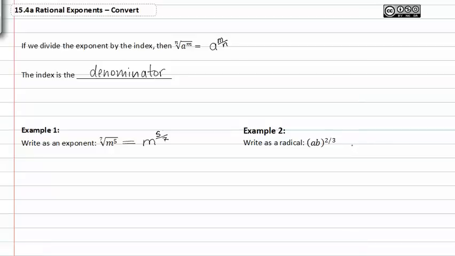In example 2, we need to write the exponential form as a radical. We know that since the denominator represents the index, we can rewrite the radical part as the cubed root of something. AB is what's inside the radical, and everything is raised to the second power because the numerator of the fractional exponent is 2.